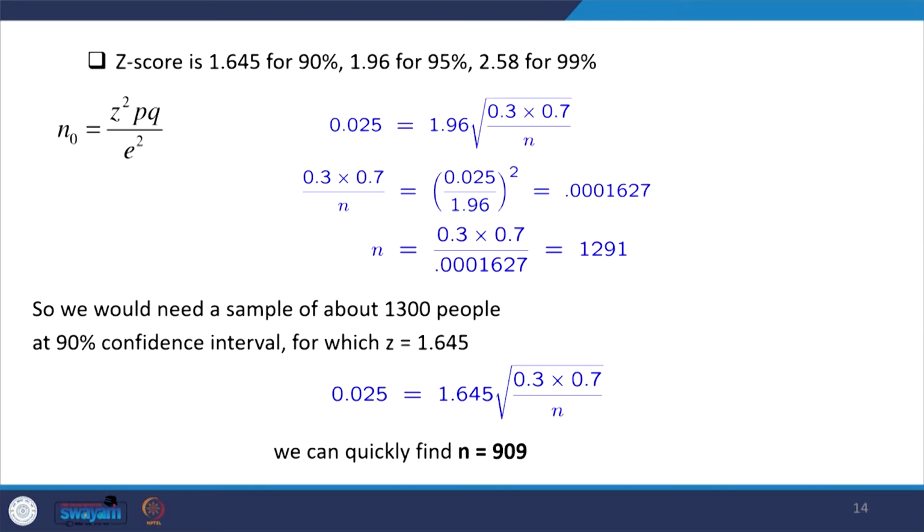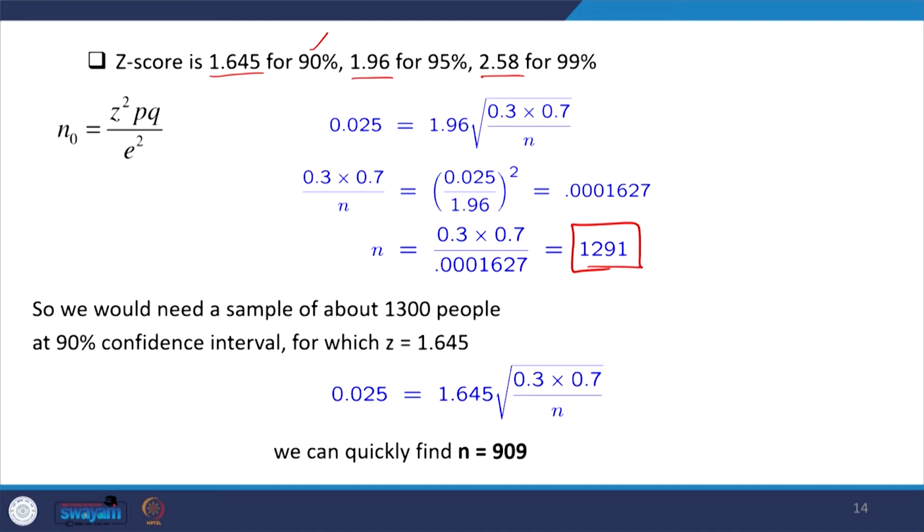Now, here is our Z score in different contexts: at 90% the Z value is 1.645, at 95% it is 1.96, and at 99% it is 2.58. First of all, we can find out the sample size given the formula which I have suggested. So, 1291 is the sample size. We would need around 1300 or 1290 people at 90% level of confidence.